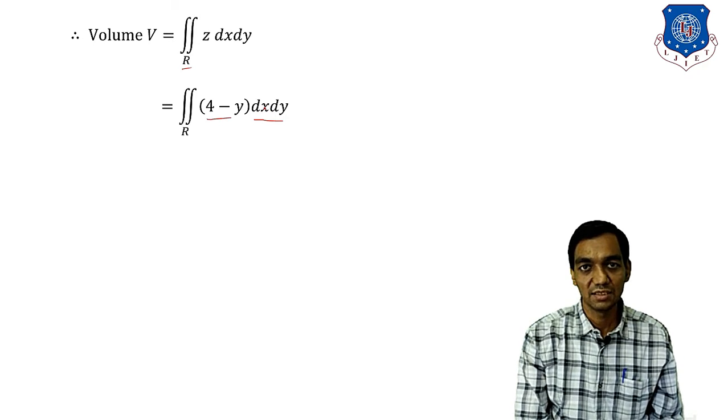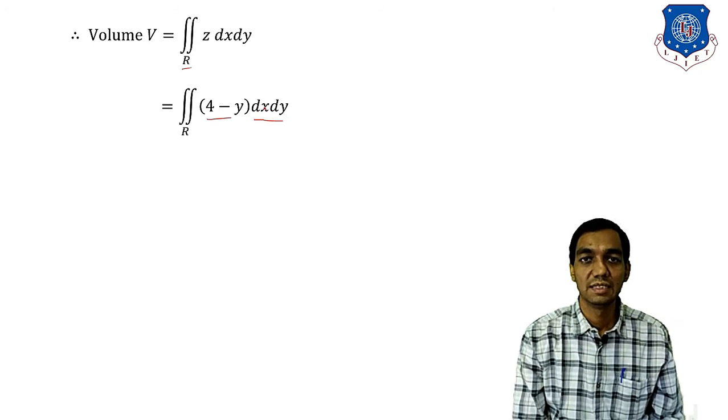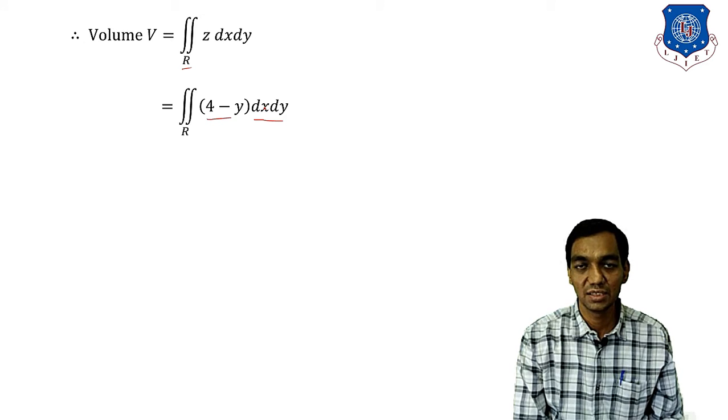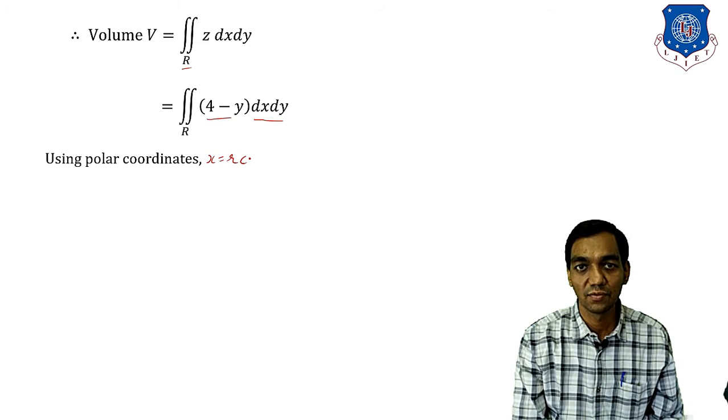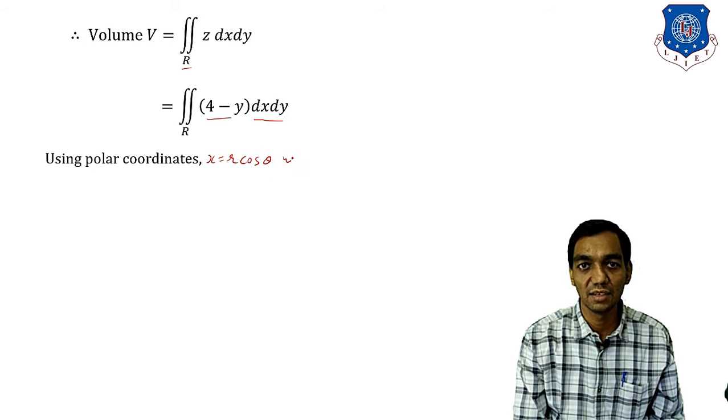Now see, as the top view of the cut cylinder is nothing but a circle, x square plus y square is equal to 4, we are going to reduce this to polar coordinates because it is easy to integrate. So we are going to put x is equal to r cos theta, y is equal to r sin theta, and that will give you dx dy is equal to r dr d theta, correct? And you have x square plus y square is equal to r square.